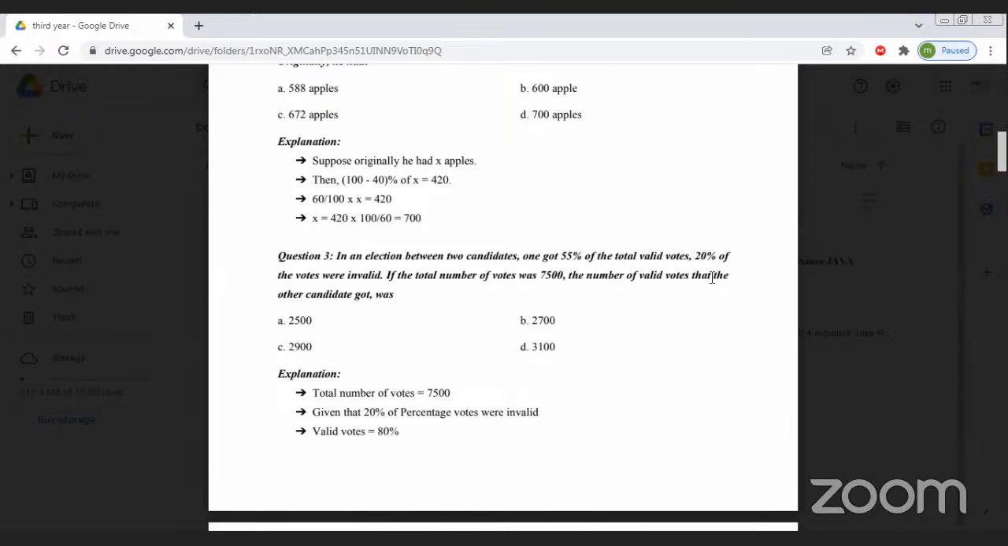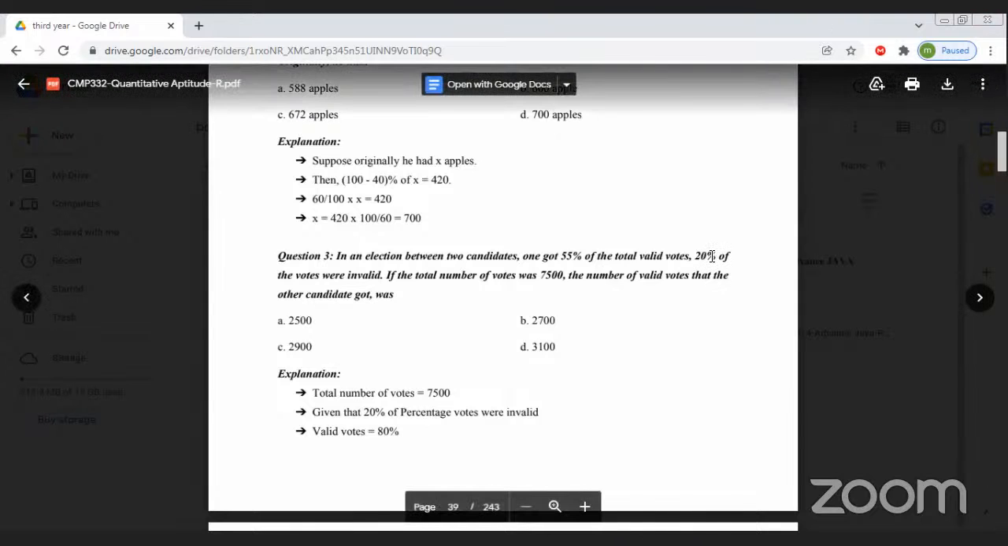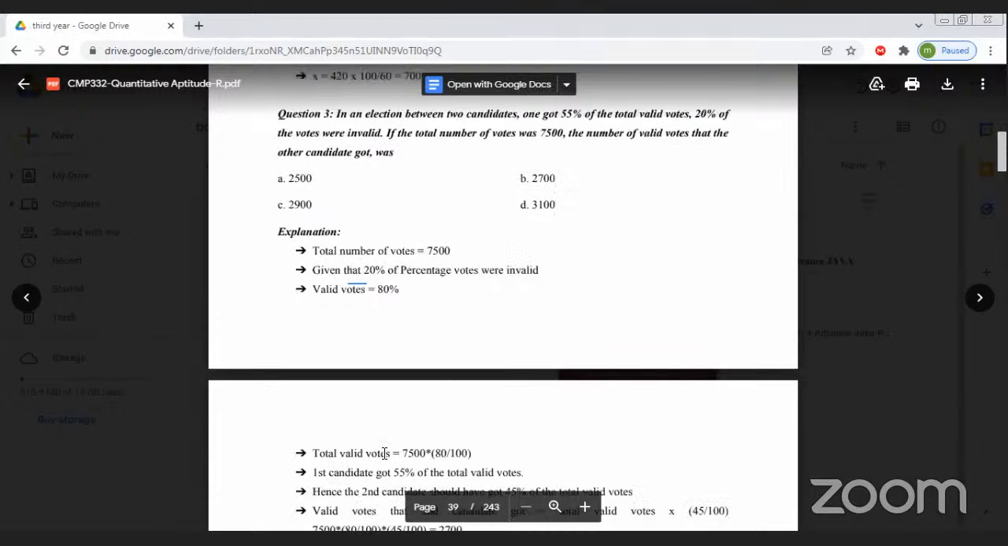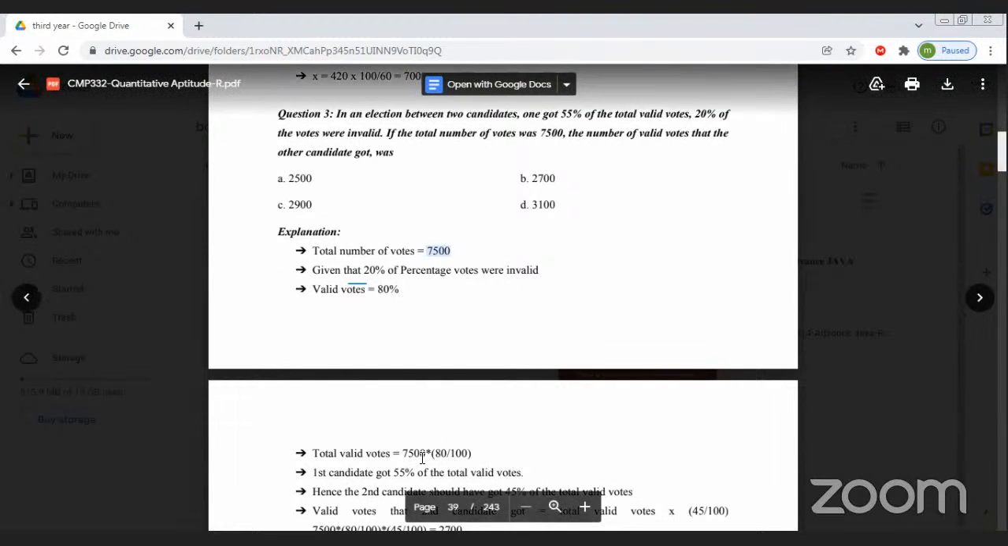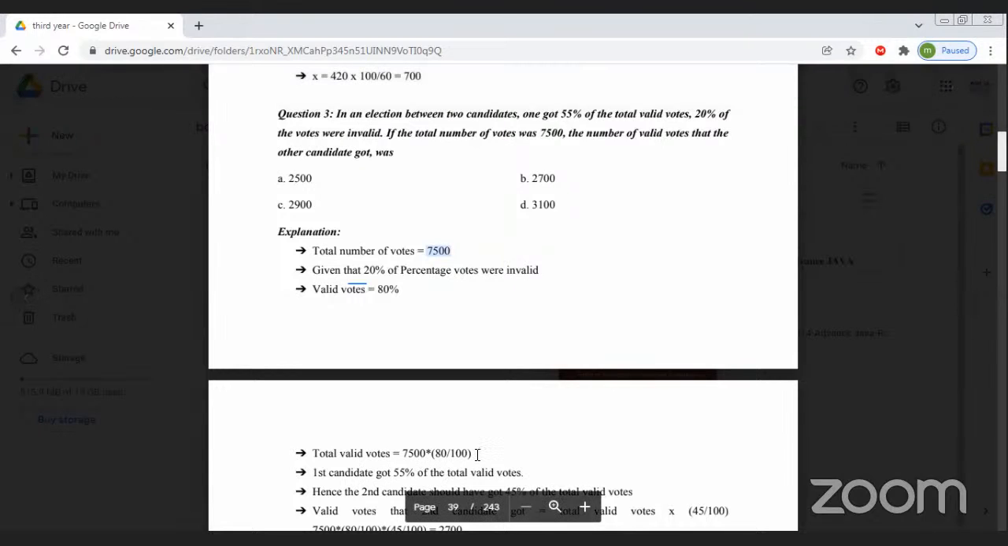Total number of votes were 7,500. Given that 20% were invalid, from this sentence, what do you understand? 80% were valid, I can say, because 20% were invalid. So 80% were valid votes. After that, total valid votes: now 80% were valid and total number of votes were 7,500. So it gives me the answer from here.